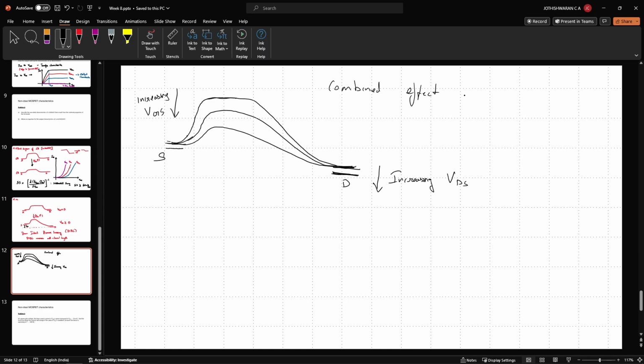Effect of SS and DIBL. So I can also draw maybe curves of a different color going to a different height of VDS, but I hope this is enough to understand. Okay, so these are the non-ideal behaviors. This brings us to part B.